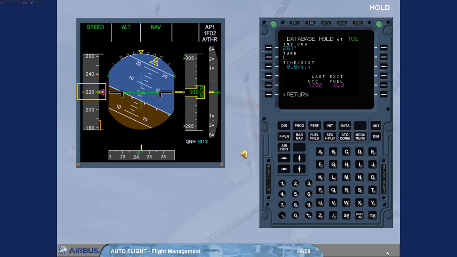The FMGC predicts the latest estimated time at which the aircraft must exit a holding pattern and the estimated amount of fuel, so as to fly to destination according to fuel policy. Extra fuel equals 0.